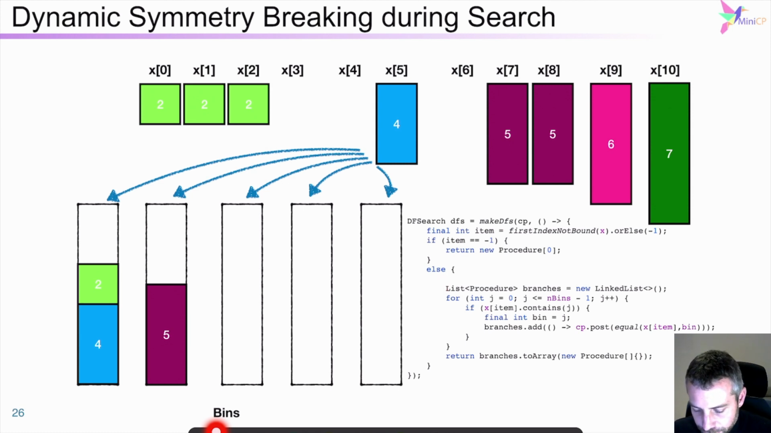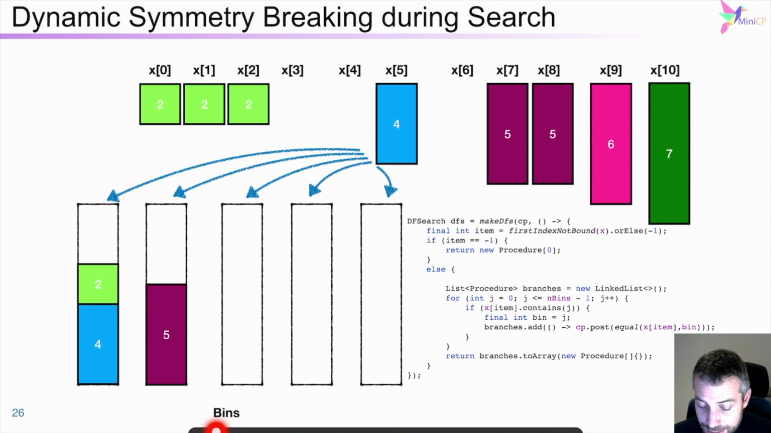Otherwise, we have this variable that corresponds to the item that we need to place, and I will create a list of branches. I will consider every possible bin if that bin is still part of the domain of the item, and I will create a branch just to fix this variable of the item to this specific bin that I'm currently iterating on. And then here I return all the possible alternatives. So really what I'm creating there is all these different branches. In that case I've created 1, 2, 3, 4, 5 different branches under this specific search node.